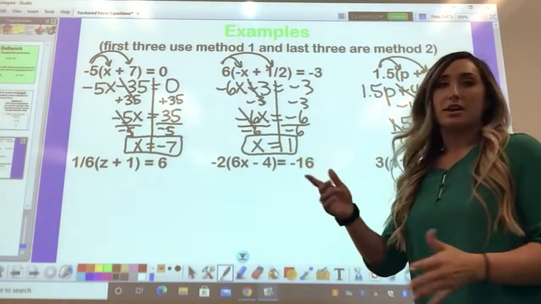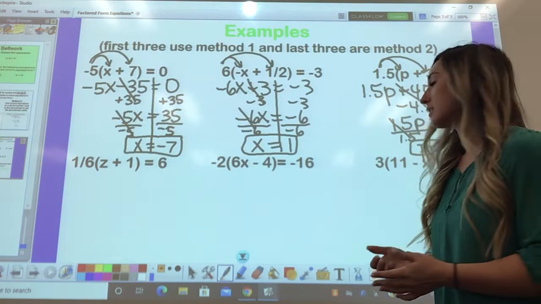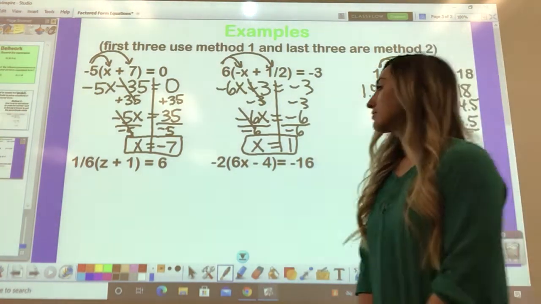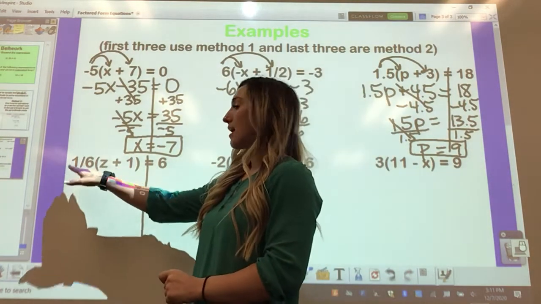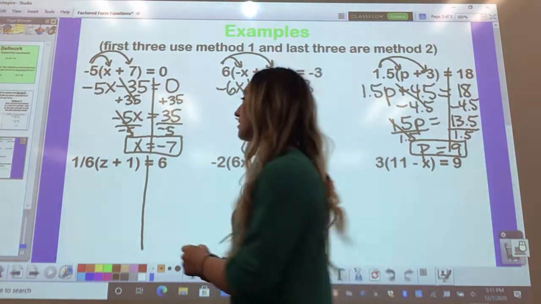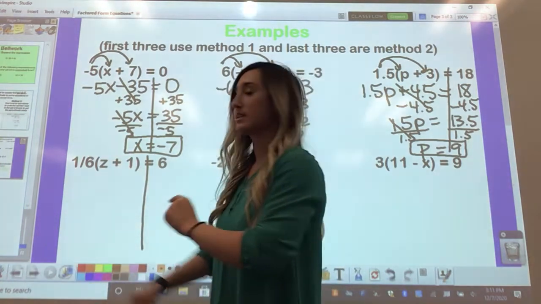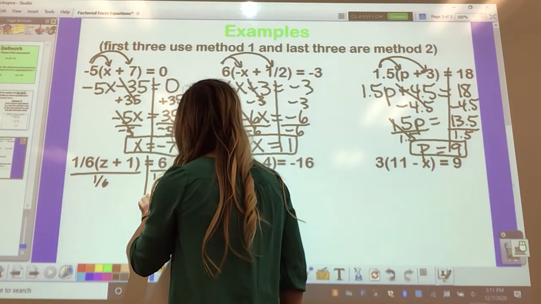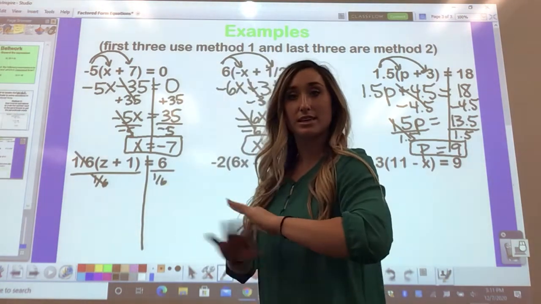So that's method 1. Using the distributive property, that takes us to a two-step equation typically, and then we solve it from there. For the remainder, we're going to use method 2, where we're going to get rid of this number outside the parentheses being multiplied by dividing. So to undo times 1/6, I'll divide both sides by 1/6. So the times 1/6 and the divided by 1/6 cancel out.